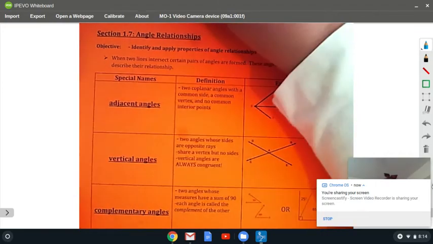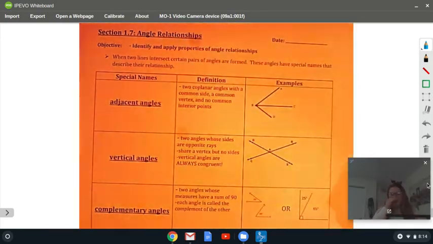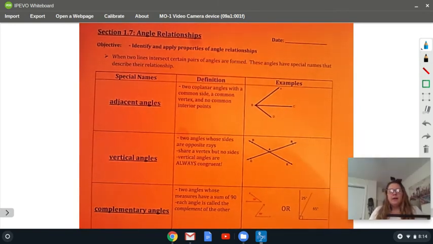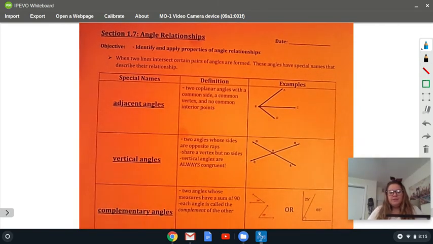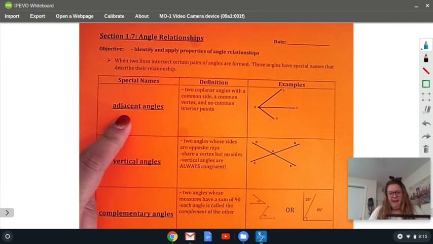Good morning, everyone. Today we are going to talk about angle relationships. So the first type of angle relationship we're going to talk about is adjacent angles.